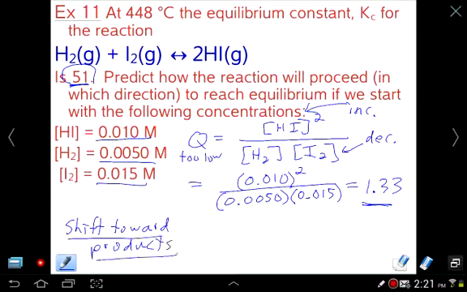And that's our answer. If you want to do the shortcut way, remember we said list K and then Q, and then we say that Q is smaller than K, and we see that the system must shift to the right. And on the right side we have products. And that's a simple equilibrium quotient problem. This will conclude Lesson 4 of Chapter 15.